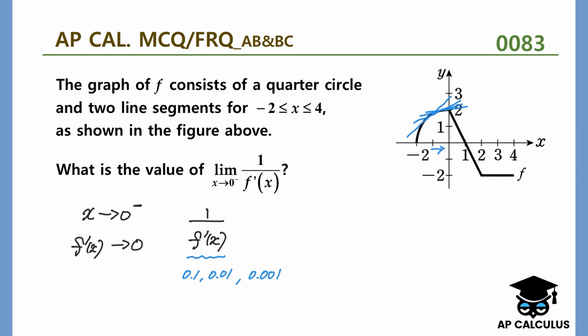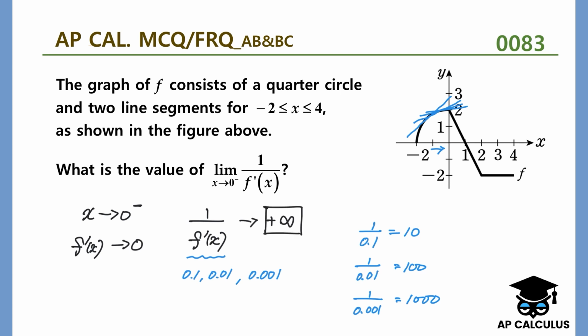Then what happens to 1 over f prime x? 1 over 0.1, that's 10, right? 1 over 0.01, that's 100. 1 over 0.001, that's 1,000, right? So as f prime approaches 0 from positive values, 1 over f prime x approaches infinity. It increases without bound, so it approaches positive infinity. This is the answer for this limit.